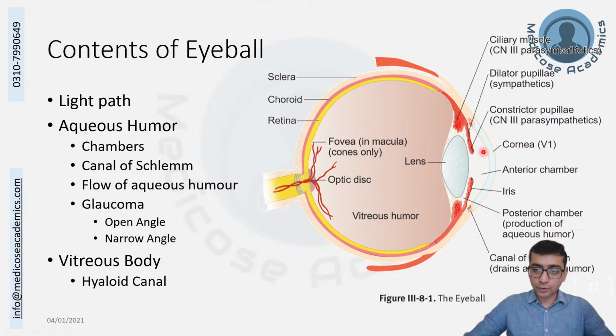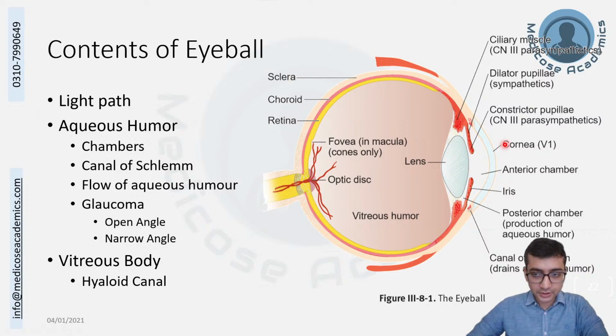This light pathway goes through the cornea, aqueous chamber, lens, vitreous chamber, and then falls on the retina. The whole detail is discussed in the physiology lecture. The thing I want to discuss is that the maximum bending of light occurs at the interface of air and cornea, because there is the highest difference of refractive index.